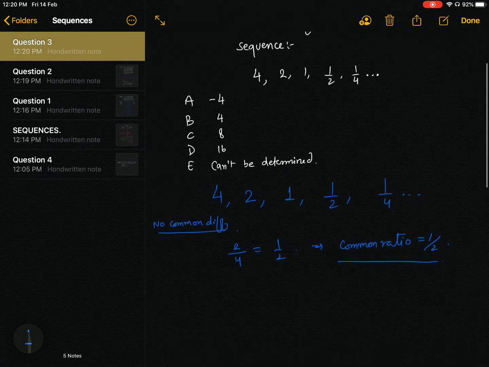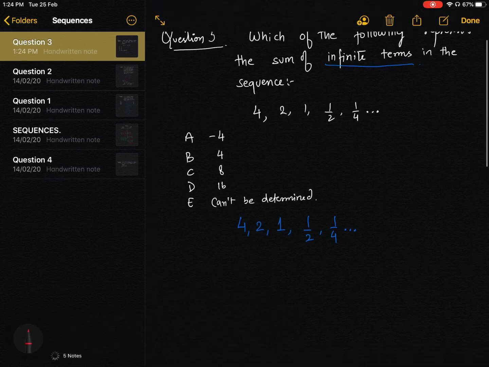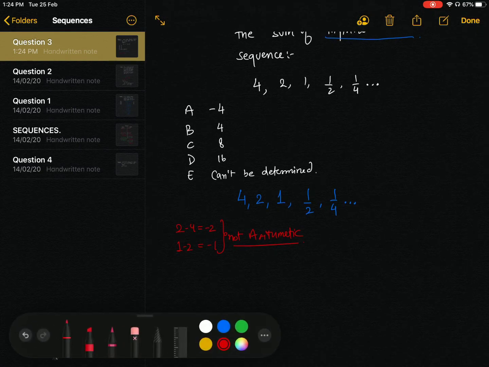So they are talking about sum of infinite terms. If I look at the sequence, I have a 4, 2, 1, half, 1/4, and so on. First of all, in order to try and solve this question, obviously we have to see which kind of sequence it is. Let's try to see if it's an arithmetic sequence. For arithmetic sequence, it has to have a common difference. If I get 2 minus 4 done, I get a minus 2. If I get 1 minus 2 done, instead of a minus 2, I'm getting a minus 1. It's not arithmetic sequence for sure.